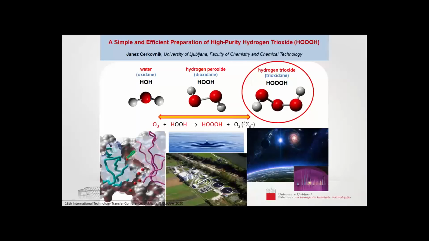These three oxidants might actually be involved in oxidation processes that span atmospheric, environmental, and biological systems, which means that hydrogen trioxide is one of the key intermediates involved in biochemical oxidation processes, such as atherosclerosis, cancer, and neurodegenerative diseases, as well as in chain processes in the environment and in the atmosphere, which is represented at the bottom of the slide: some different areas where we can find this molecule. Next slide, please.